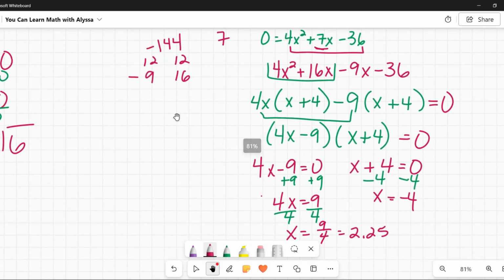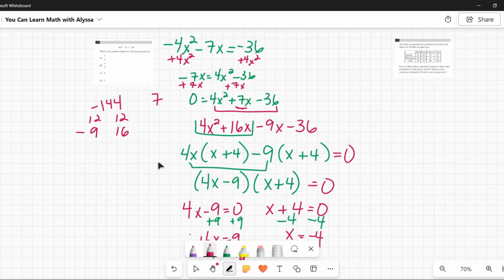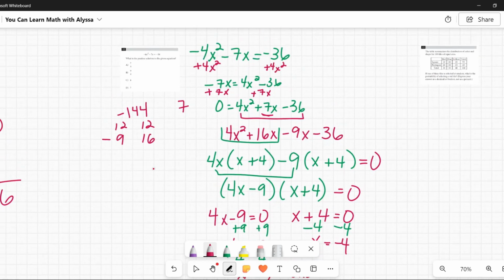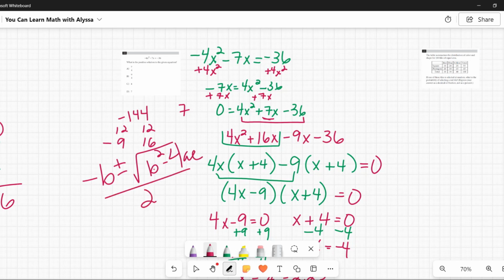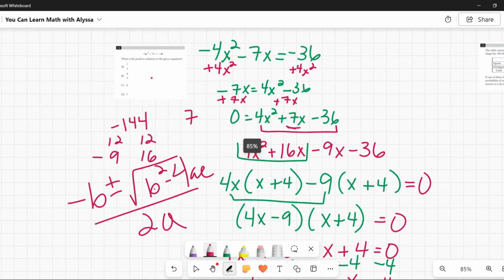Now, look how much space that took to do that. Is that possible? Absolutely. Can you also solve it using the quadratic formula, which is negative b plus or minus the square root of b squared minus 4ac, all over 2a? From this right here, you would use 4 as your A, 7 as your B, and negative 36 as your C. Can you solve it that way? Absolutely. More power to you if you decide to do it.